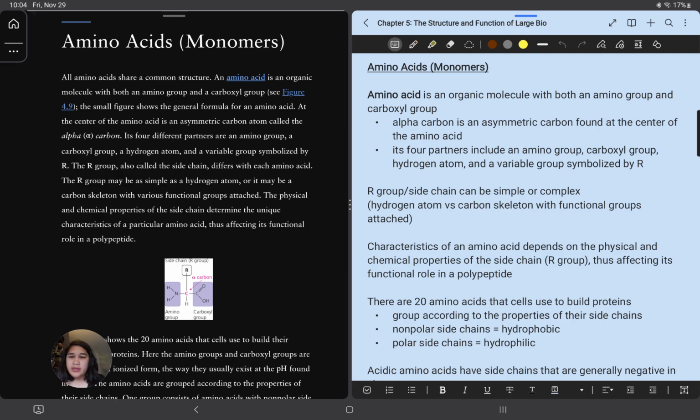At the center of the amino acid is an asymmetric carbon atom called the alpha carbon. Its four different partners are an amino group, a carboxyl group, a hydrogen atom, and a variable group symbolized by R. The R group, also called the side chain, differs with each amino acid. The R group may be as simple as a hydrogen atom, or it may be a carbon skeleton with various functional groups attached.